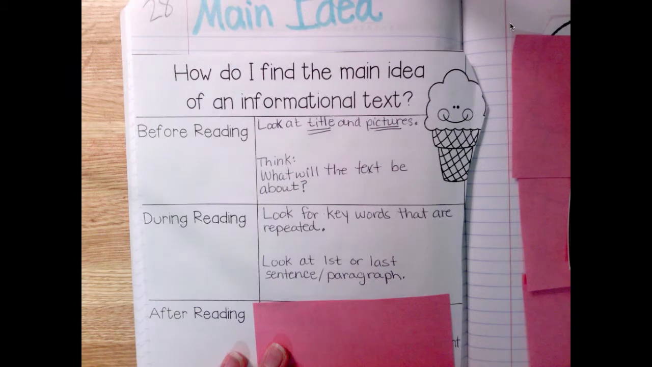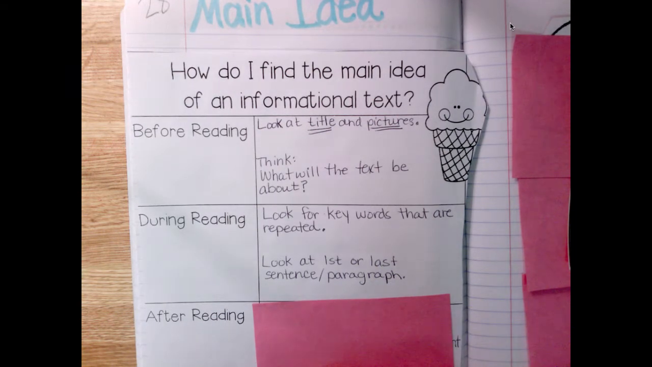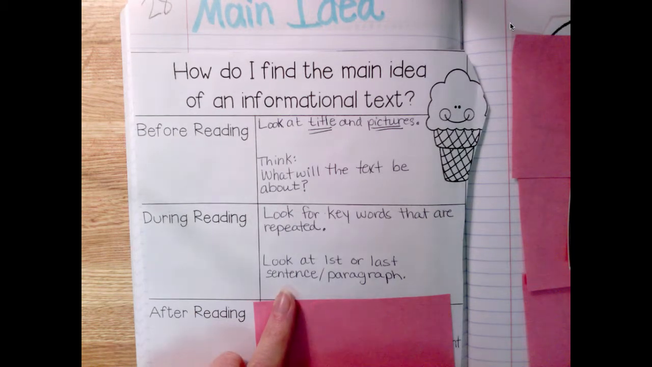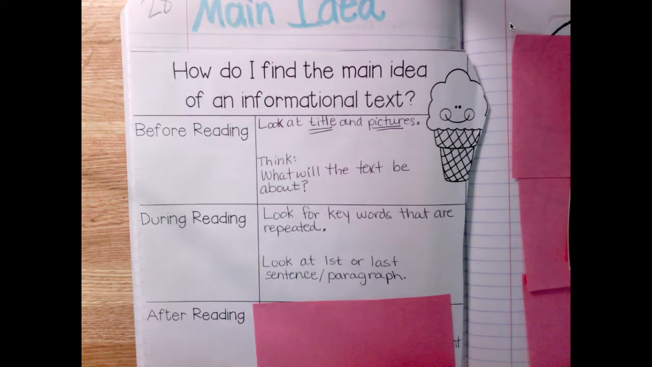The first paragraph in a passage is going to be introducing you to the topic. It's the introduction. It's going to introduce you to the main idea. And the first sentence in a paragraph, like the topic sentence, is going to introduce you to that main idea as well. So you want to look at the first or last sentence or paragraph to help you understand what the main idea of the paper is. So you can pause the video and write that down.